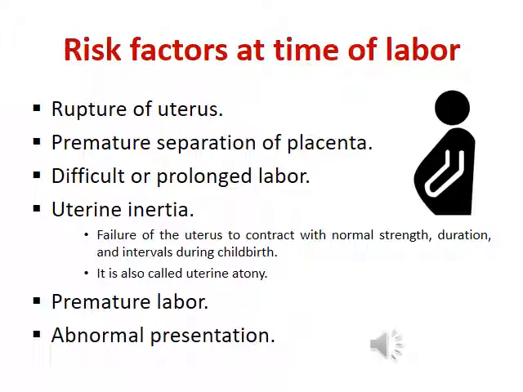Risk factors at time of labor: rupture of uterus, premature separation of placenta, difficult or prolonged labor, uterine inertia, failure of the uterus to contract with normal strength, duration, and intervals during childbirth. It's also called uterine atony. Also: premature labor and abnormal presentation.